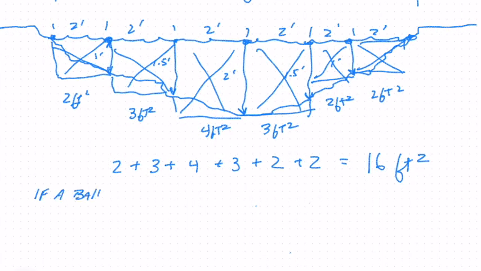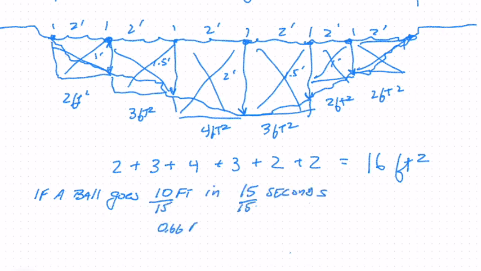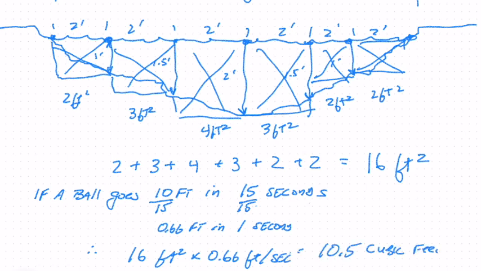Next, we'll see how long it takes a wiffle ball to travel 10 feet. If it goes, say, 10 feet in 15 seconds, 10 feet in 15 seconds is 0.66 feet in 1 second. So for 16 square feet times 0.66 feet per second is 10.5 cubic feet per second flow.